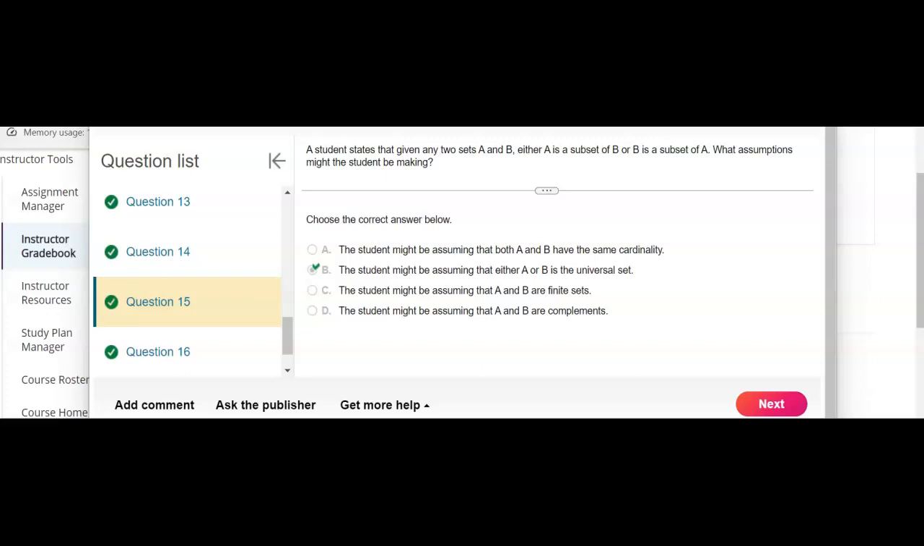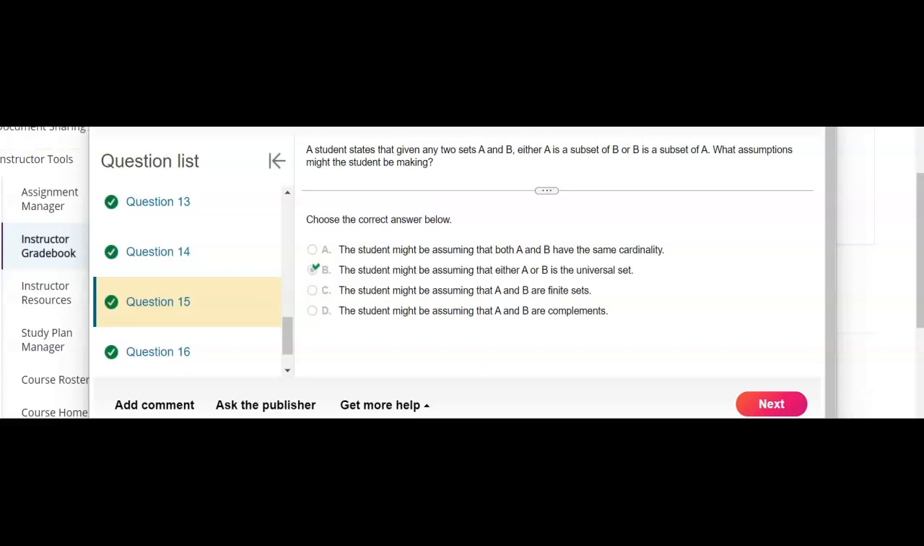So if the student is assuming either A is a subset of B or B is a subset of A, there are some assumptions they might be making. Now, A says the student might be assuming that they have the same cardinality, and that does not make sense because cardinality means that they have the exact same number of elements. When you're considering subsets, you usually consider that it's a set within a set, meaning that one of those sets generally has fewer elements than the other one, making them not have the same cardinality.